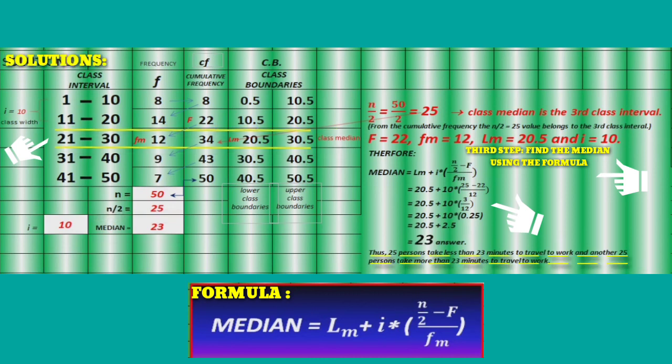Thus, 25 persons take less than 23 minutes to travel to work, and another 25 persons take more than 23 minutes to travel to work.